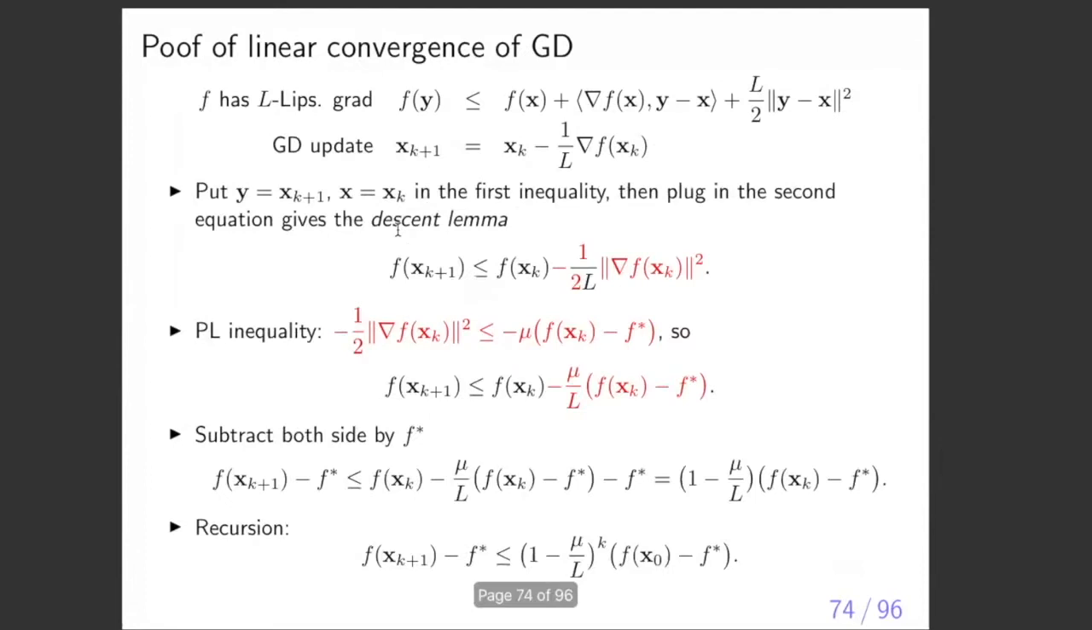So how to prove convergence of GD? First of all, the function f is L smooth. So that's why you have this inequality. This thing you can put into this thing.